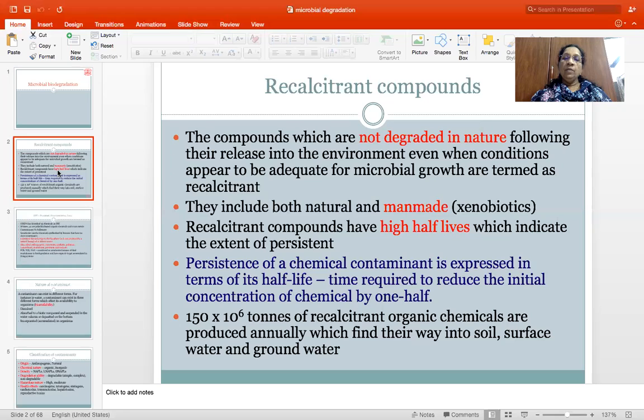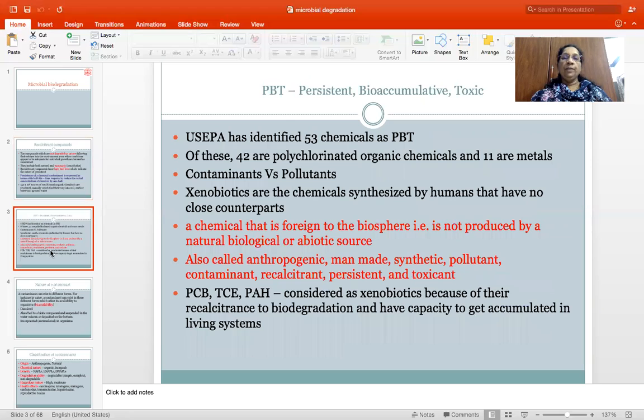The recalcitrant compounds' peculiarity is that they have high half-lives, which indicates that they are persistent in the environment. Persistence is always expressed in terms of the half-life, that is the time required to reduce the initial concentration of the parent compound to one half of its quantity. So 150 into 10 power 6 tons of recalcitrant organic chemicals are produced every year, and ultimately they find their way into the soil, surface water as well as groundwater.